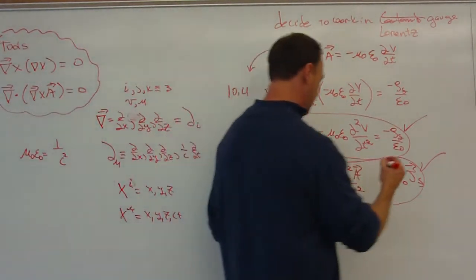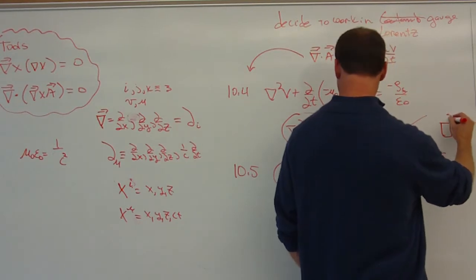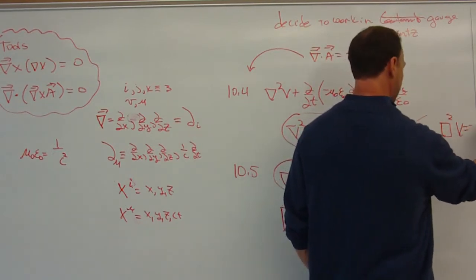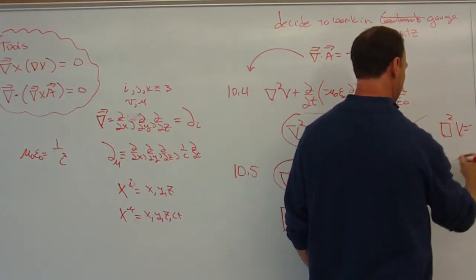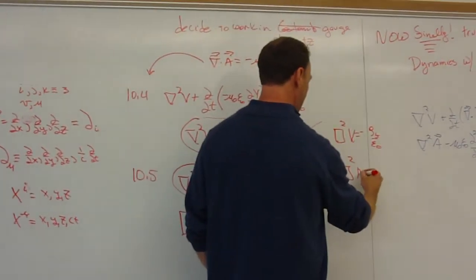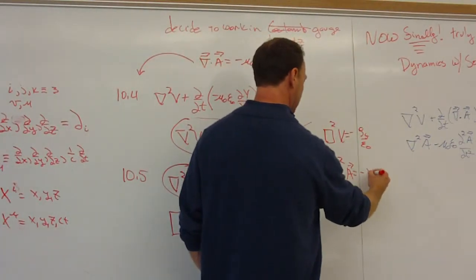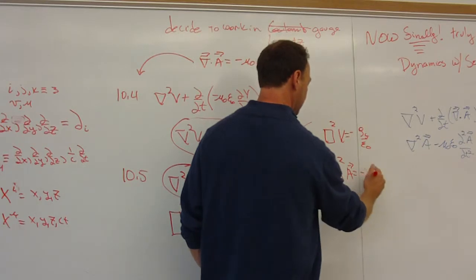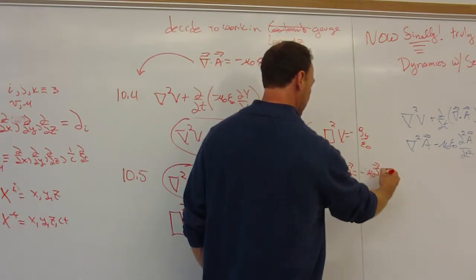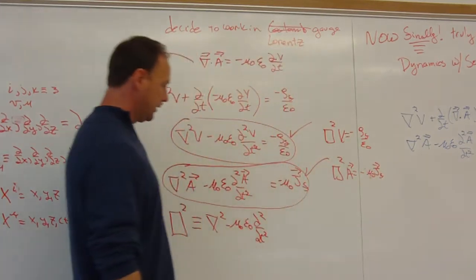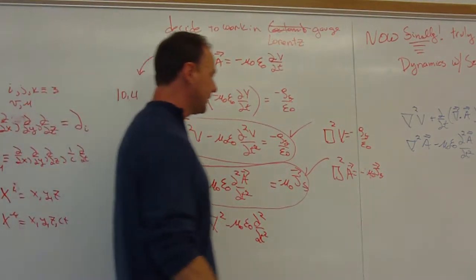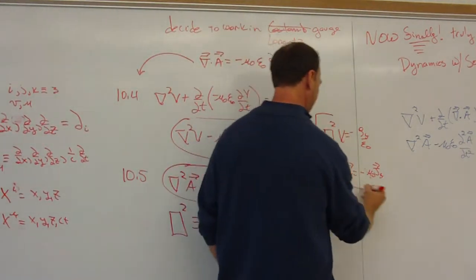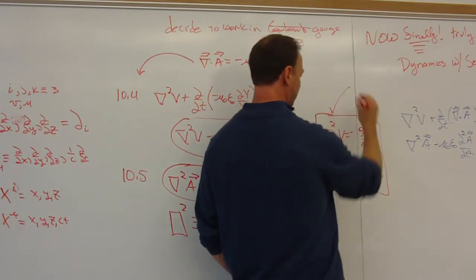But what we've got here is box squared V equals minus rho free over epsilon naught. And then we have box squared A equals minus mu naught J free. Right, and this is what we're all about.